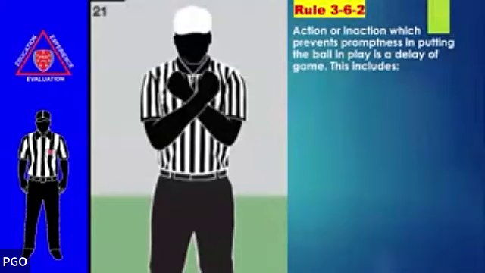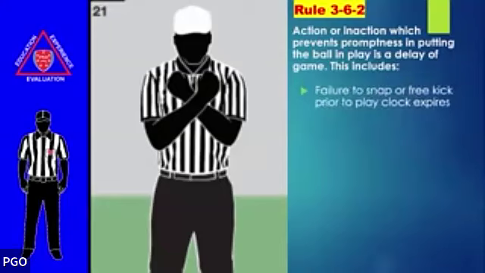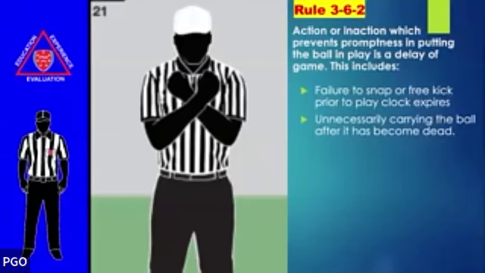So that's that. Delay of game. Obviously, if there's a play clock, there has to be a punishment if you don't get the ball off in time. It says actions or inaction which prevent promptness in putting the ball into play is a delay of game. Failure to snap or free kick prior to the play clock expiring. Unnecessarily carrying the ball after it becomes dead. I know some officials give unsportsmanlike conduct for that, but if you have a player who runs with the ball a little bit and doesn't give it back, and you really have this issue with them, it's a delay of game foul, 5-yard penalty. Okay.